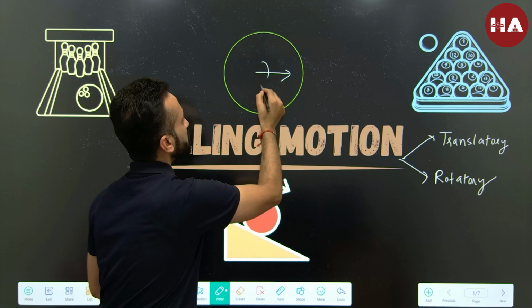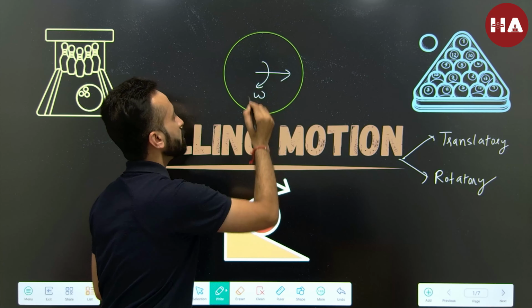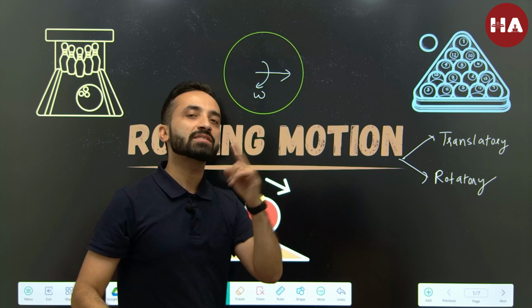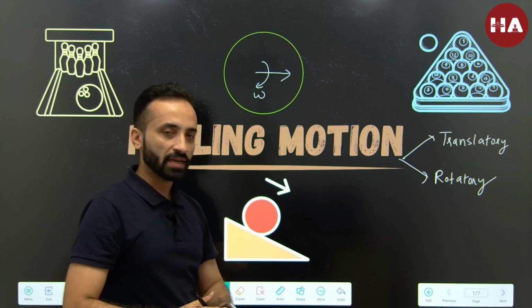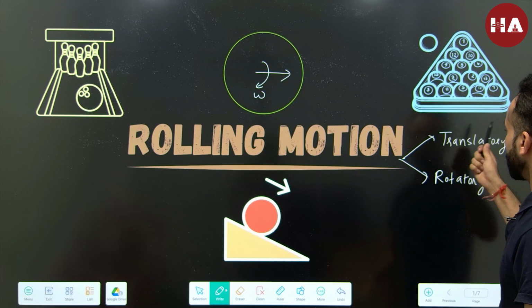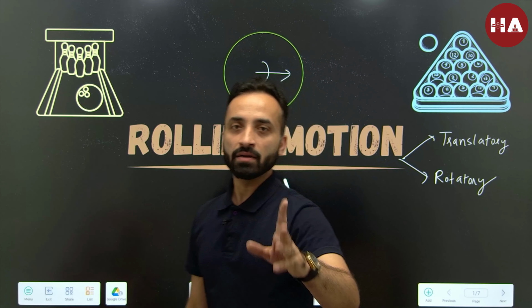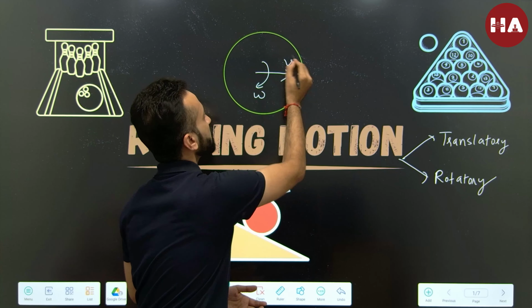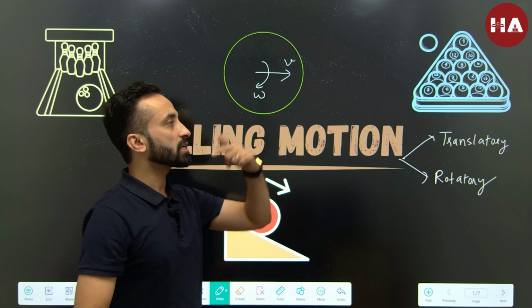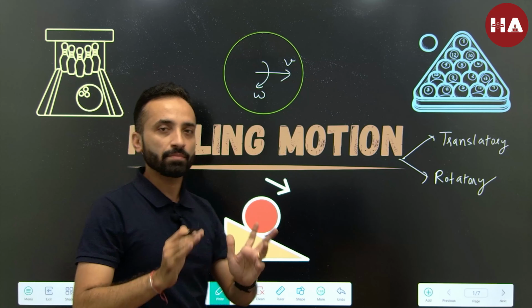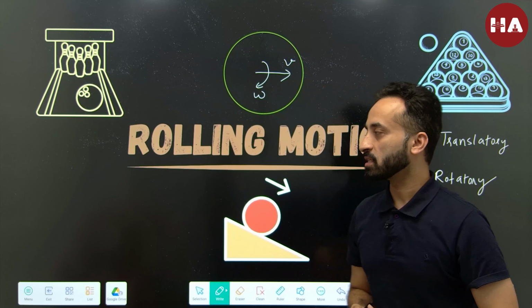At the same time, there is a rotatory motion of the object around this center of mass. So again, two things. It is a combination of two types of motion, translatory and rotatory. Translatory motion of the center of mass with some velocity, let's say v, and the rotatory motion of the object around this center of mass. So keep that in mind before we actually start with this topic.